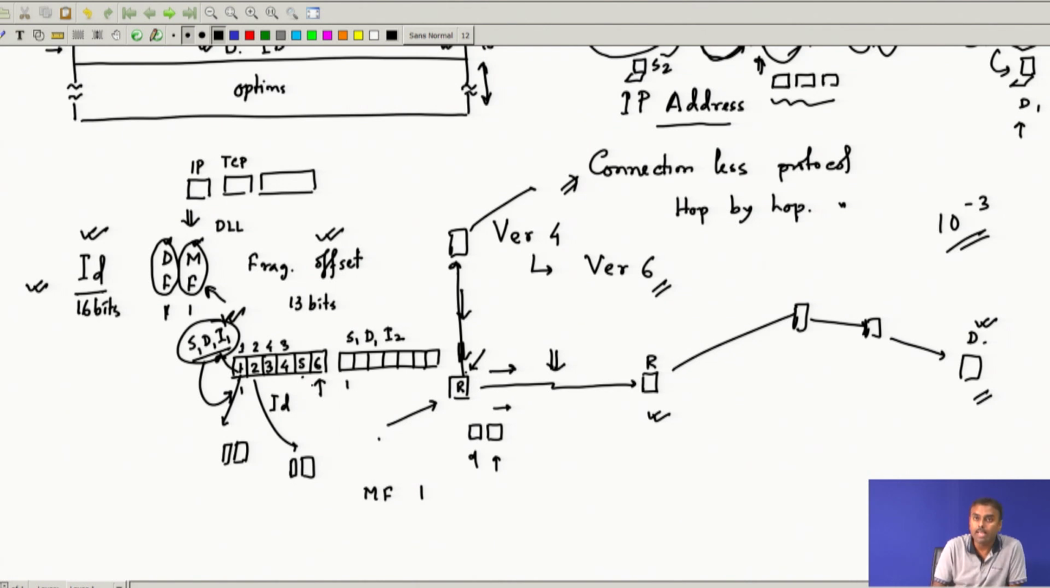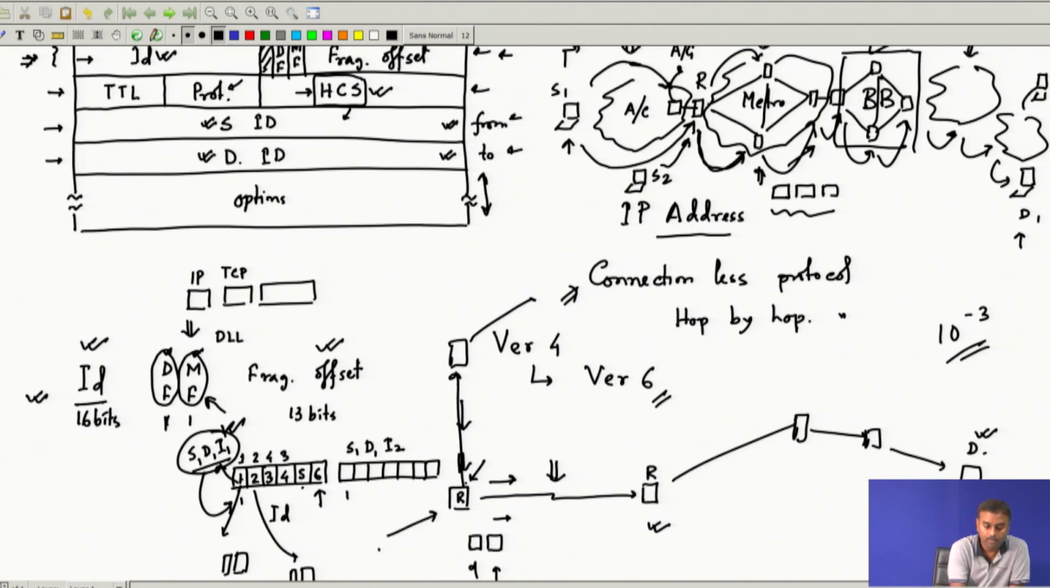The actual data will remain intact. Whether you fragment it or not, finally you will have to do exactly the opposite things to defragment it and make the packet intact, so that you can deliver it to the application layer. So, this is something you could understand. Okay. So, we have discussed fragmentation.